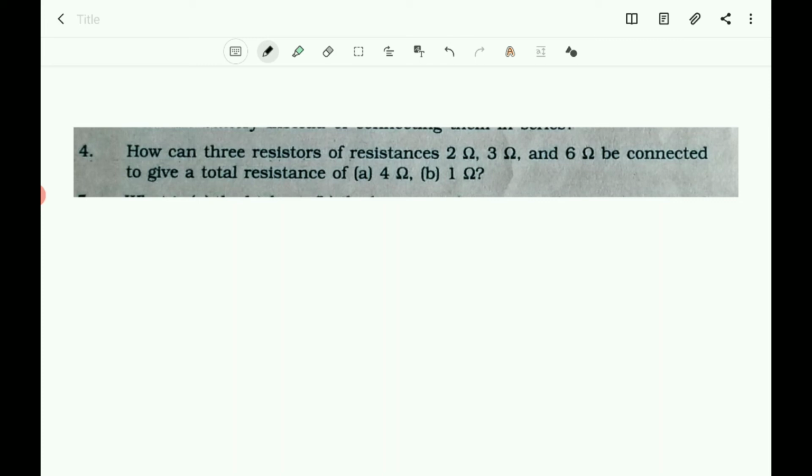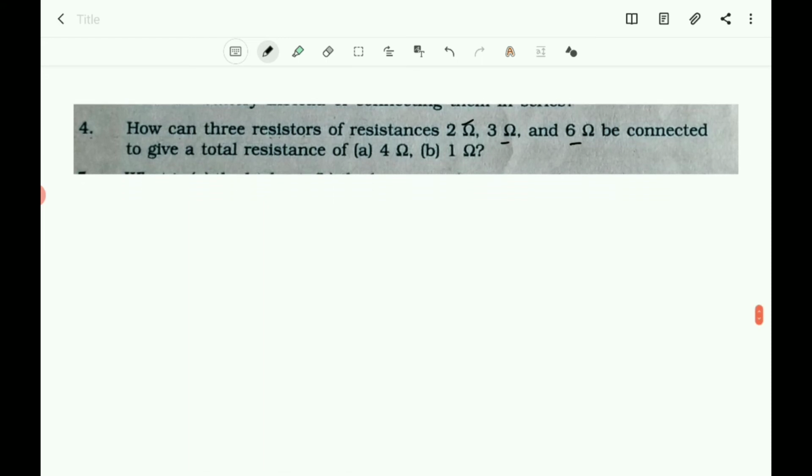Here you know that 1 by 3 plus 1 by 6, the LCM becomes 6 and the numerator becomes 2 plus 1, so you will get 3 by 6 and the resistance becomes 6 by 3, which is 2. The parallel connection result of 3 ohm and 6 ohm is 2 ohm. So 2 ohm plus 2 ohm becomes 4 ohm.